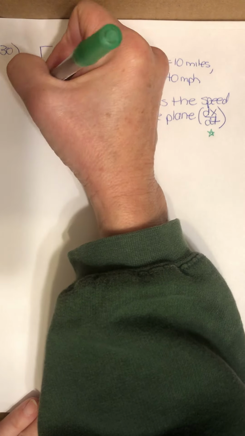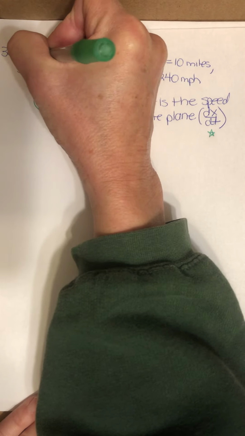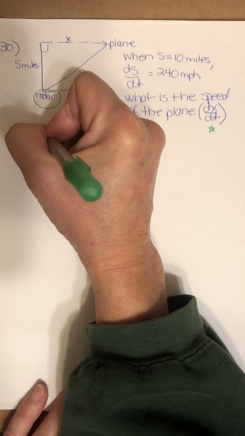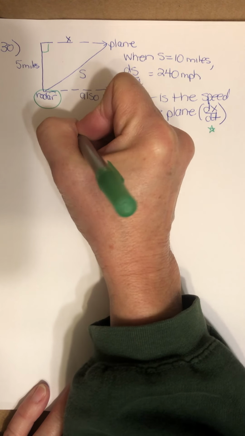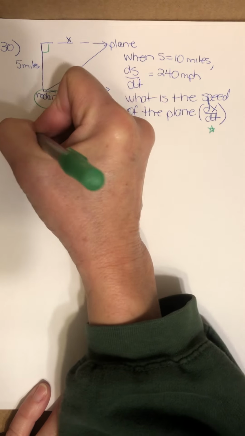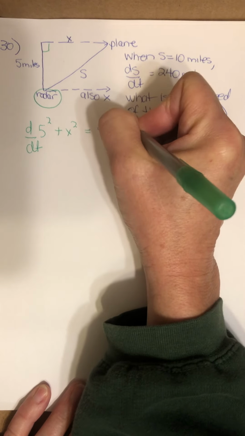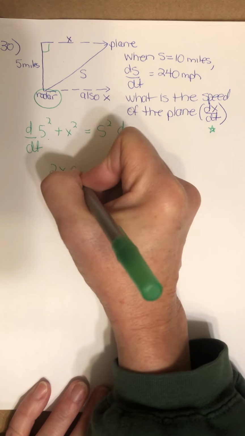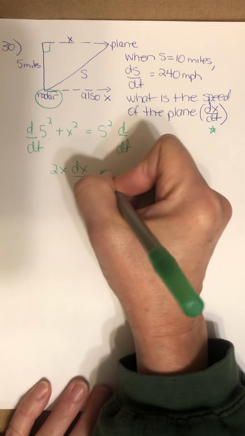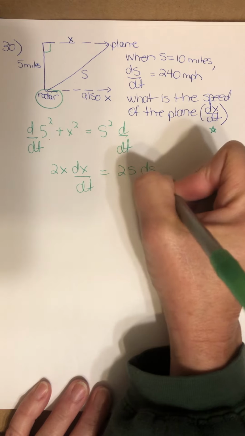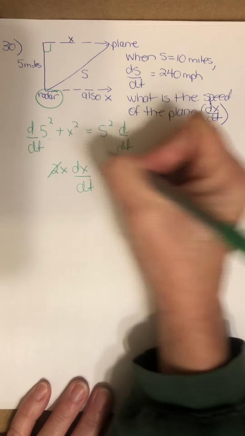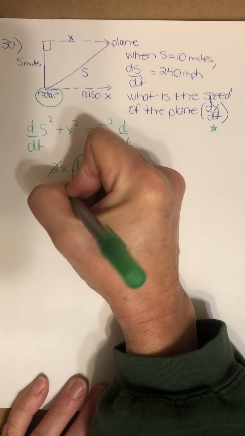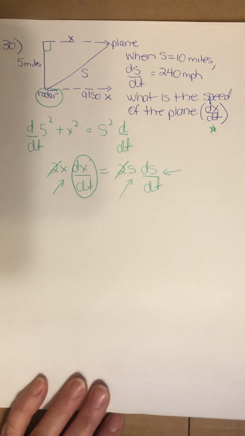So notice again, vertical distance up, traveling at a horizontal path. Again, we have the Pythagorean theorem. So let's take a look. That would be 5 squared plus x squared equals s squared. We will take the derivative with respect to time, right? And we get 0, and 2x dx/dt equals 2s ds/dt. Notice you don't have to, but we can cancel the 2's from both sides. They asked us for the speed of the plane. This means we need the x, we need the s, and we need the ds/dt.